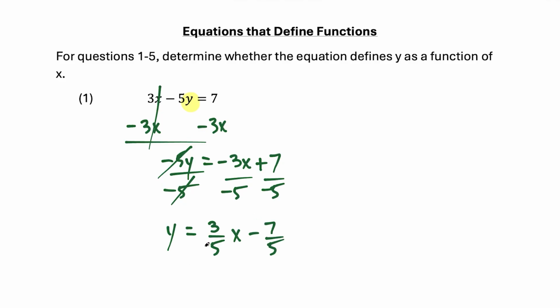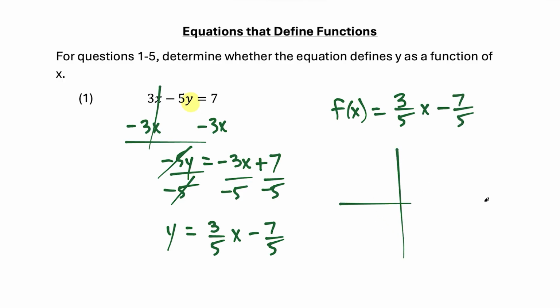So this equation is linear, and a linear graph can determine a function of x. So I can rename this. I'll call this, let's say, f of x. I'll say f of x, our function, is 3/5 x, and then minus 7/5. If I were to sketch this, on the side here, we have a positive slope and a negative y-intercept. So that means that our function, if I were to just sketch it out, would look something kind of like this, not necessarily drawn to scale.